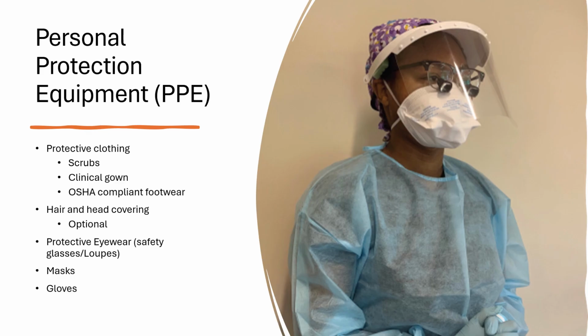So, buns, braids, all of that works just fine. If you want to do a head covering, you absolutely can do that as well. Protective glasses, I know you guys all got fitted for your loops, which is fantastic. And then masks, we do use a level 3 surgical mask. And then of course, gloves.